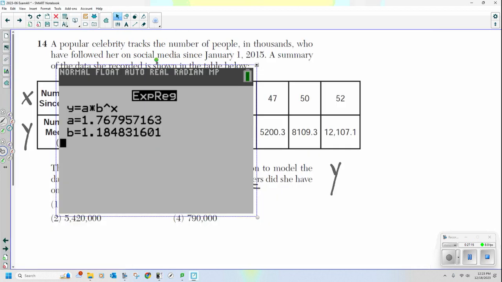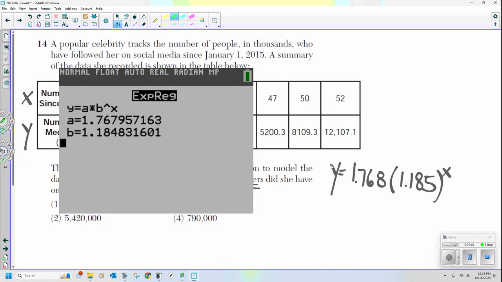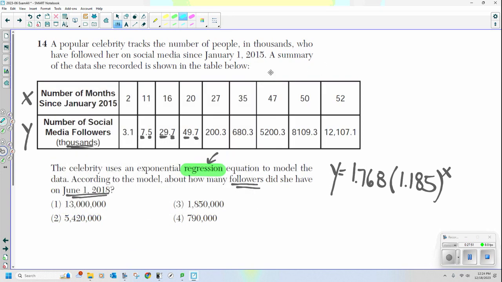So we've got Y equals my A value, which is 1.768. That will round up to an 8 because the number after it is 5 or bigger, times my B value, which is 1.185. This 4 will round up to a 5 because the number after it is 5 or bigger, raised to the power of X. All I did was take my A value and put it in for A, and my B value and put it in for B. And you would think, great, that's a lot that I did for this problem. But we aren't done. Now I need to figure out how many followers.